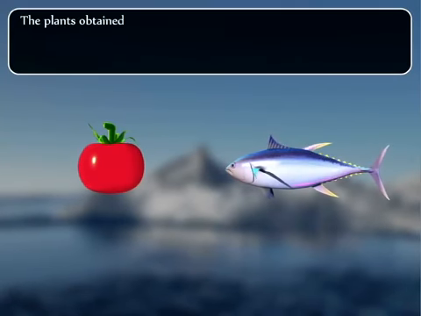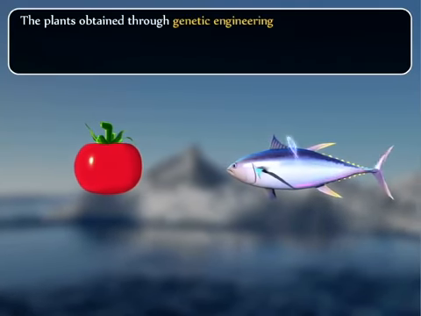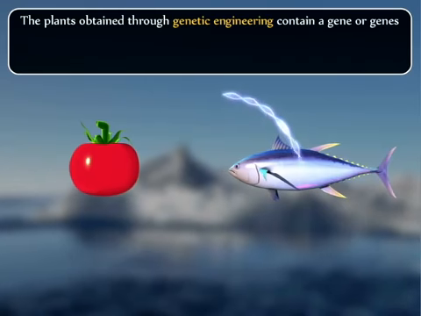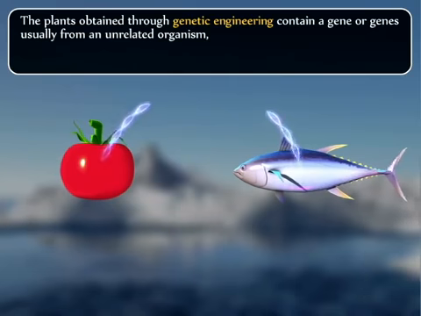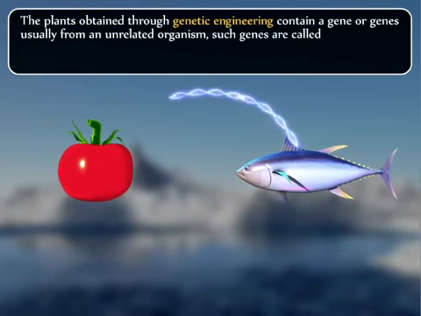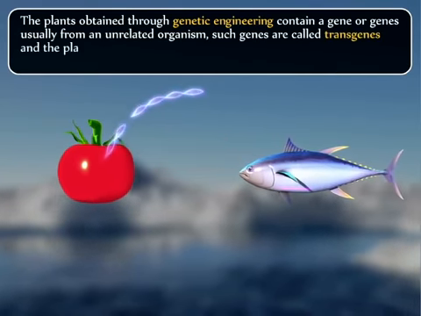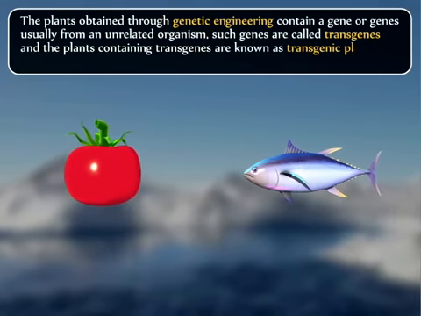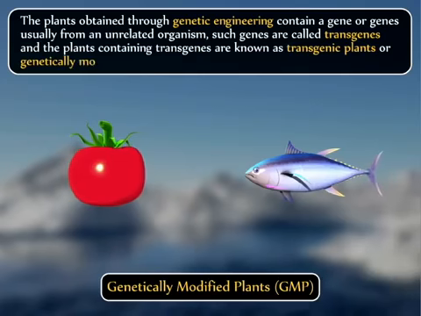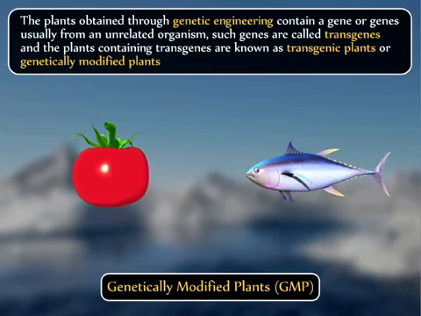The plants obtained through genetic engineering contain a gene or genes, usually from an unrelated organism. Such genes are called transgenes, and the plants containing transgenes are known as transgenic plants or genetically modified plants or GMP.